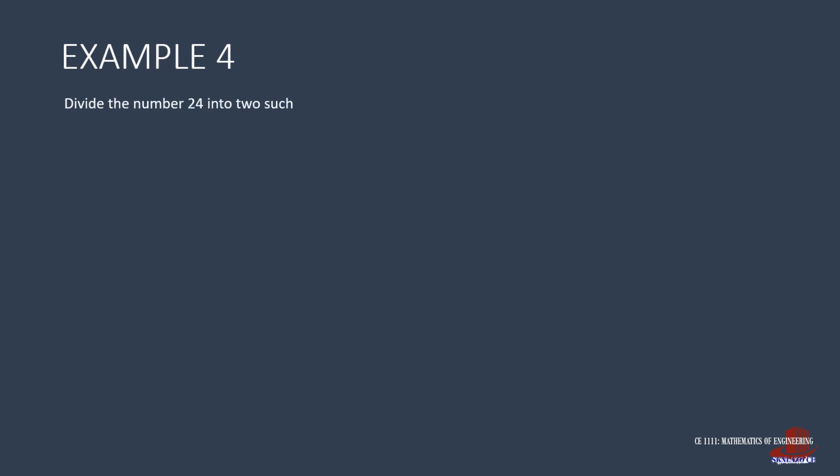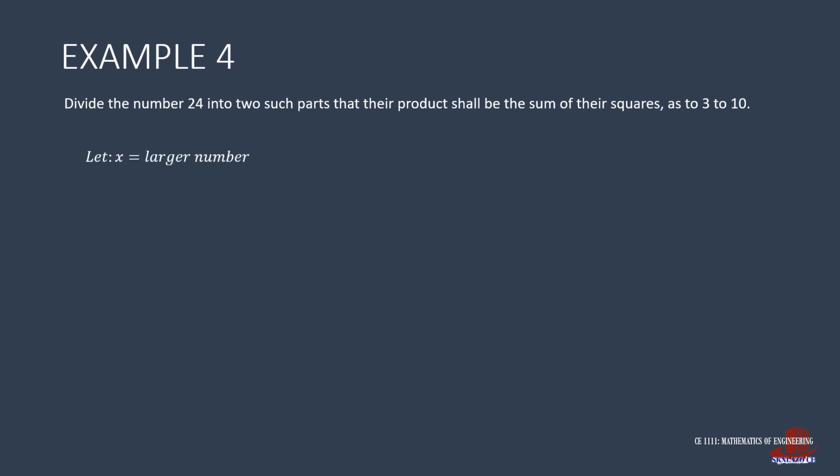The next example states, divide the number 24 into two such parts that their product shall be to the sum of their squares as 3 to 10. Assign the larger number as x, and the smaller number is taken as 24 minus x. In the proportion, the numerator is the product of the numbers x and 24 minus x. The denominator is the sum of their squares, x squared plus the square of 24 minus x. This is equal to 3/10.